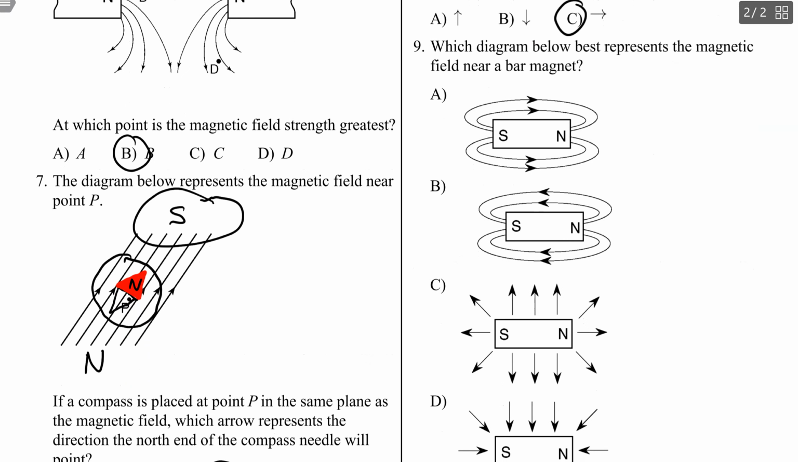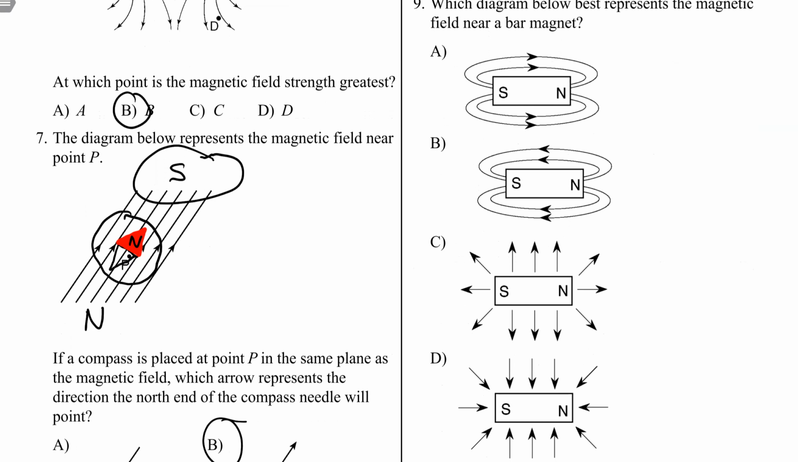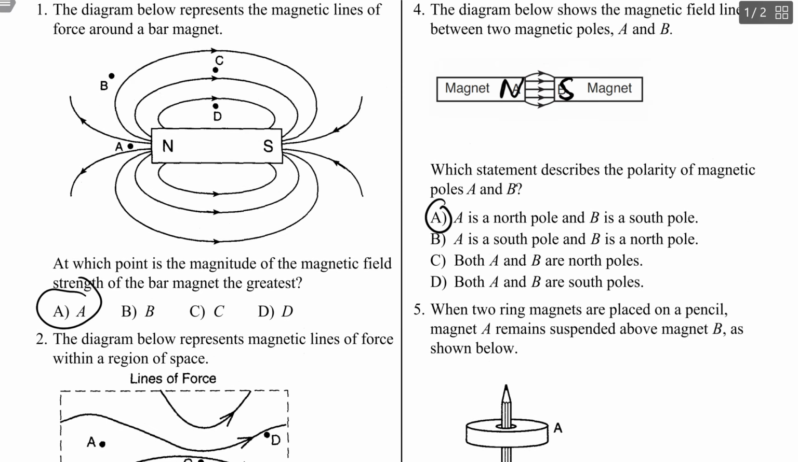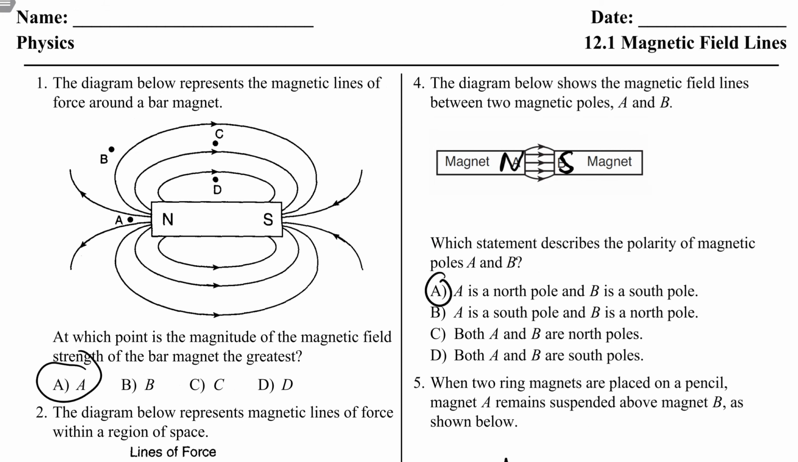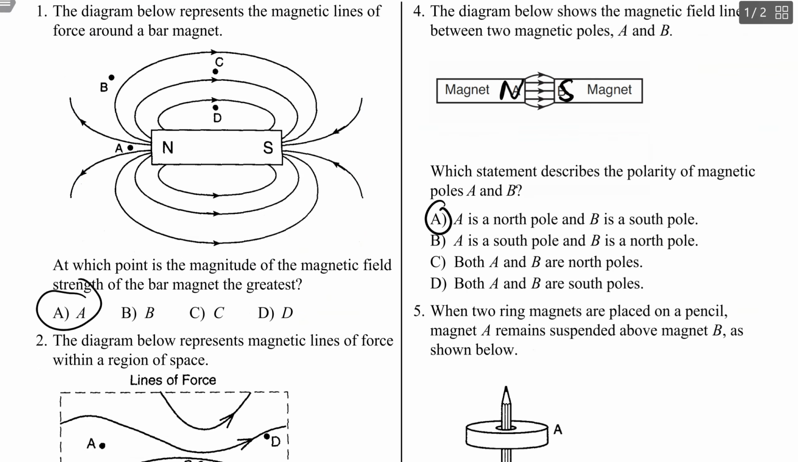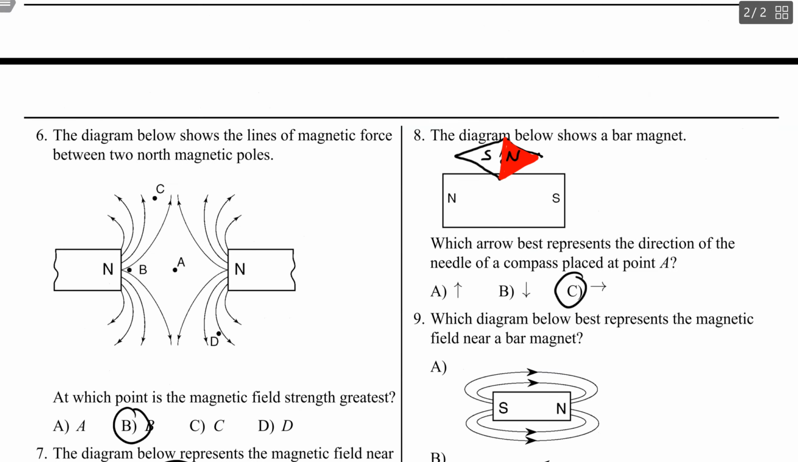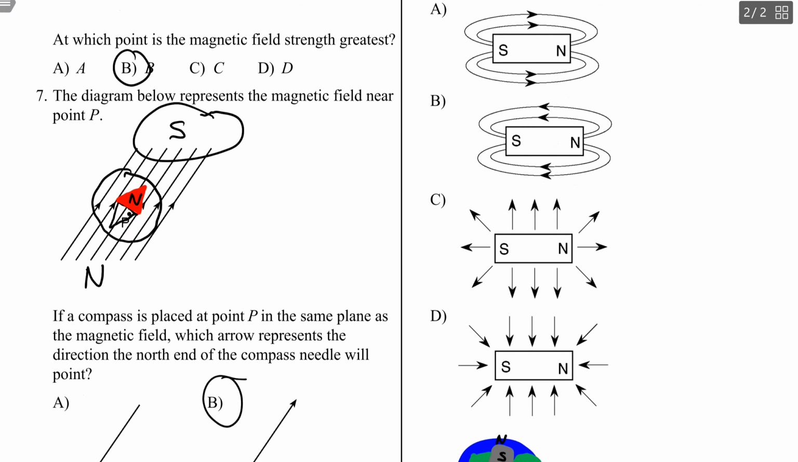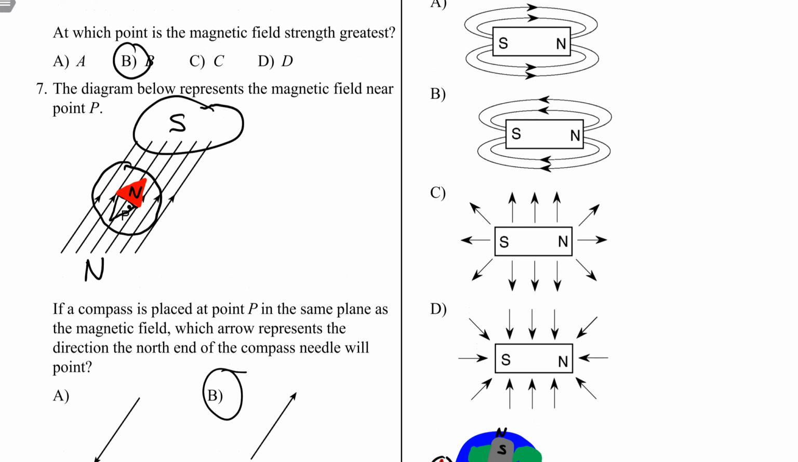Number 9, which diagram below represents the magnetic field near a bar magnet? Just refer back. Sometimes you could do this. This is a pro tip for when you're taking tests. I'm sure you already figured that out by now. But it tells you in a previous question, it shows you what the diagram looks like, right? So you could eliminate C and D. Why are C and D no good? They look similar to some diagrams we might have seen in the past.